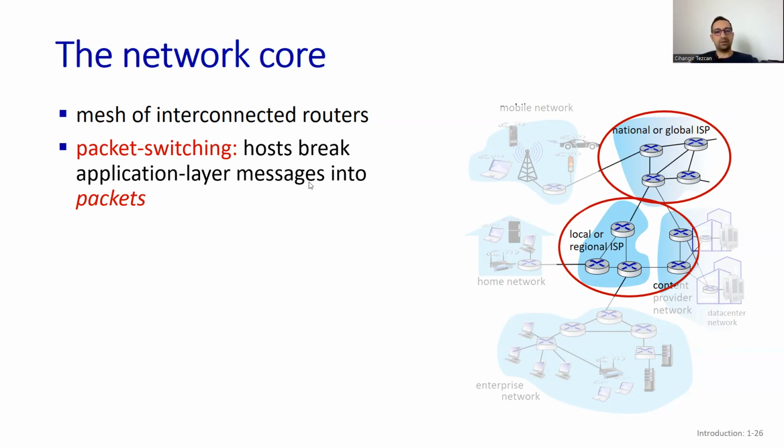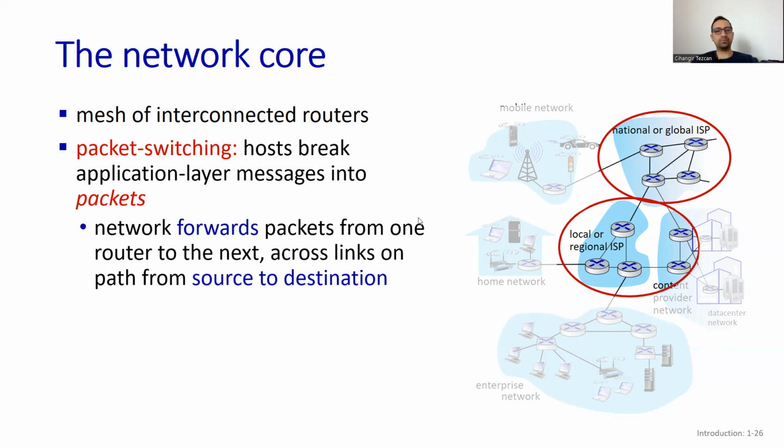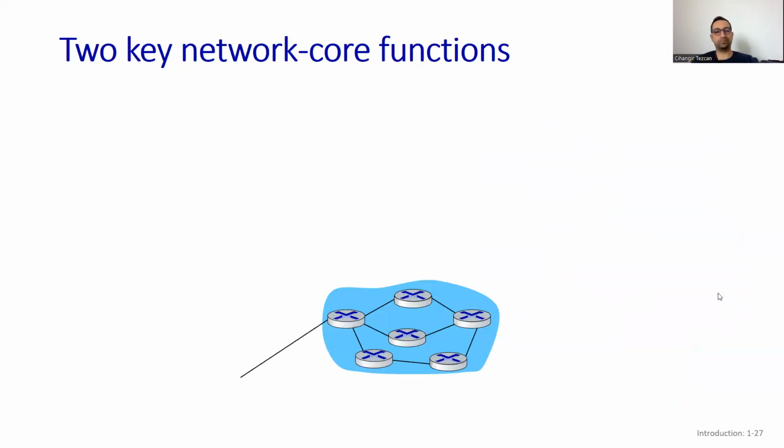So packet switching: hosts break application layer messages into packets. The network forwards packets from one router to the next across links on a path from source to destination. So the idea is simple. You are at the edge, you are a host. You divide your packets, send them to the network, and the network somehow sends this to your destination.